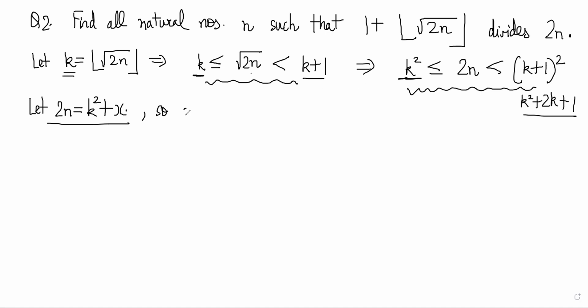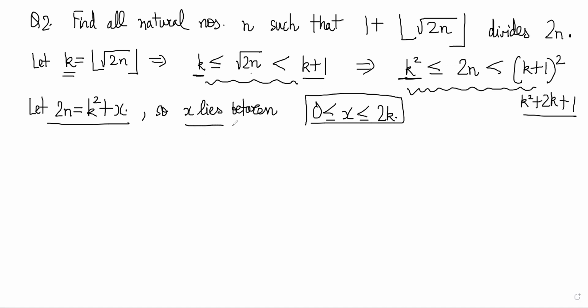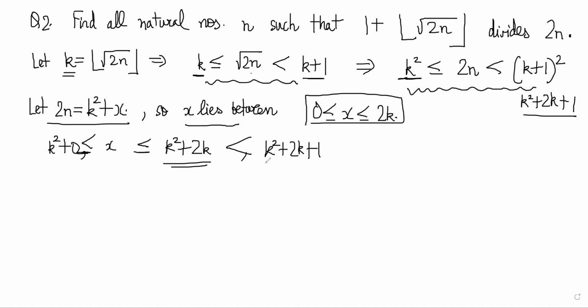So x lies between 0, is less than or equal to x, less than or equal to 2k, right? Why are we saying x lies between 0 to 2k? Because k square plus 0 is the lower limit, and then k square plus 2k is the upper limit of x, right? Because the next integer after k square plus 2k is k square plus 2k plus 1, and 2n is less than k plus 1 whole square. So x cannot be equal to this one, right? So it must be from here to here.